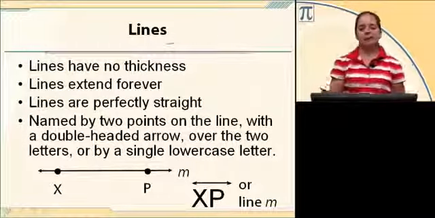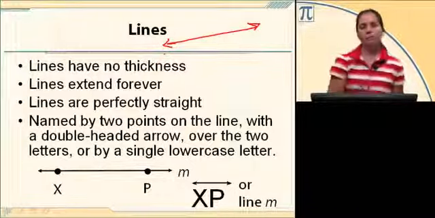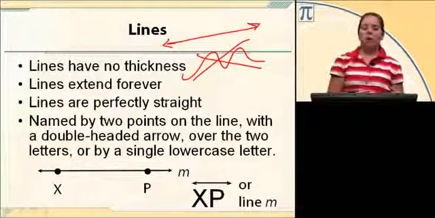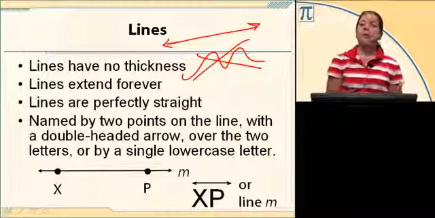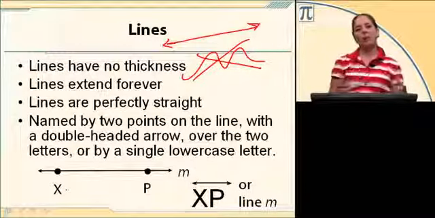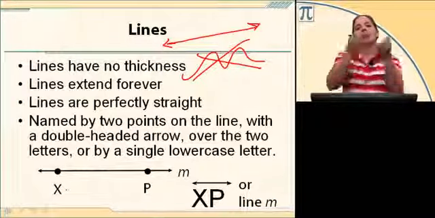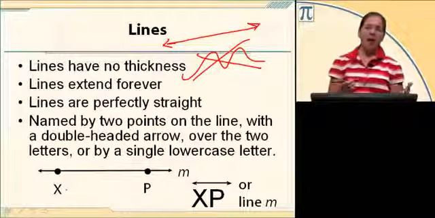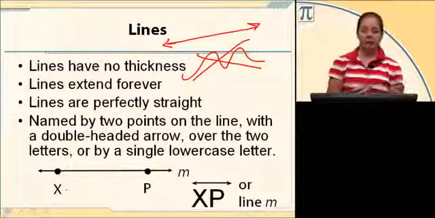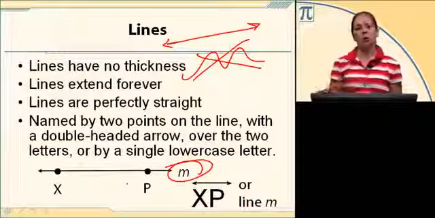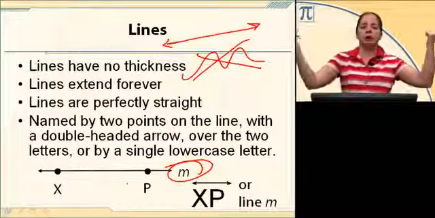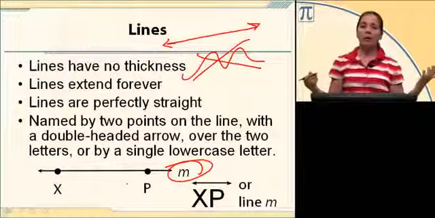Lines, they don't have any thickness. They're going to extend in 2 directions forever. Lines are perfectly straight, so if it's curved, it's not a line. When you name a line, you name it with 2 capital letters, or in this case, XP, and you put a double arrow over the top. The double arrow shows the reader that it's going in both directions forever. Now, it doesn't matter if you name this XP or PX. You can write the word line XP, line PX, or you can name it with a lowercase letter, in this case, line M. So a line goes in 2 directions forever. No thickness, perfectly straight.